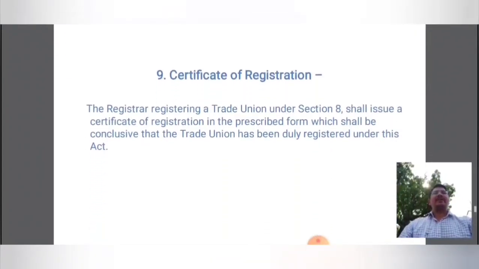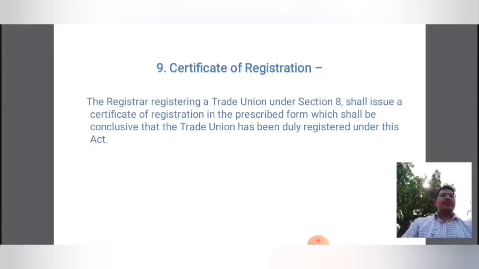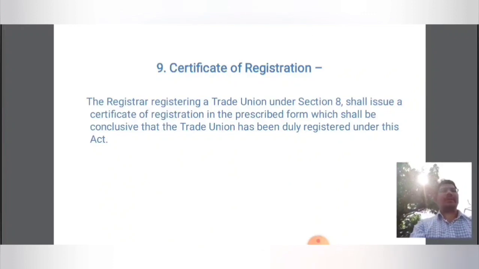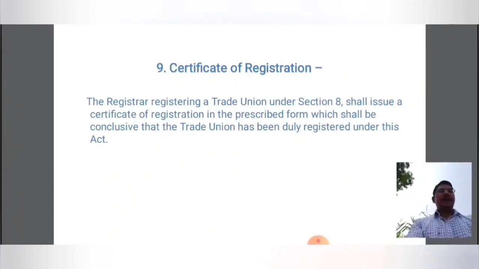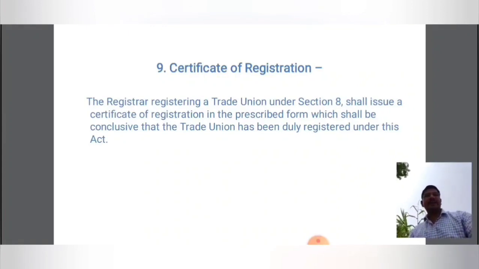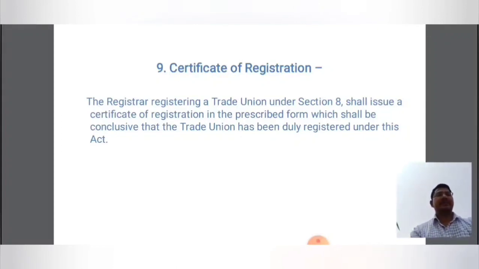So, the certificate of registration. The registrar registering the trade union under section 8 shall issue a certificate of registration in the prescribed form, which shall be conclusive evidence that the trade union has been duly registered under this act. So the registrar can give the certificate of registration under this.